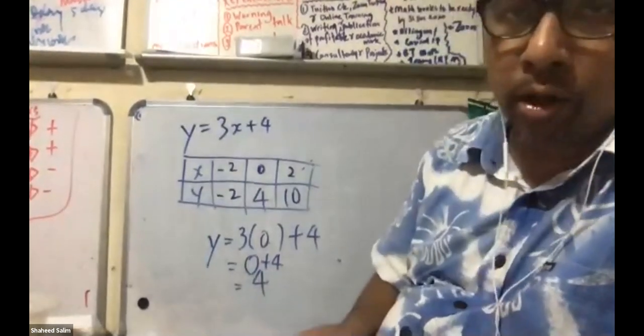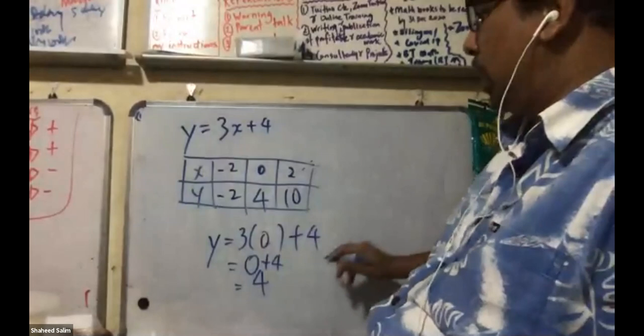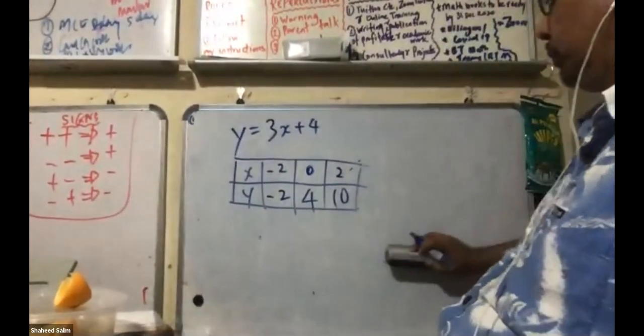At O level, I know you're only in Sec 2, at O level they won't give you this. They say, plot the graph. Okay, so now I'm going to show you. These are the coordinates, right? So let us look at the graph now.